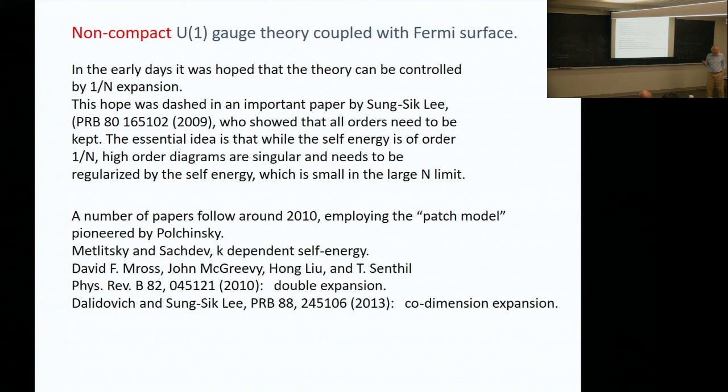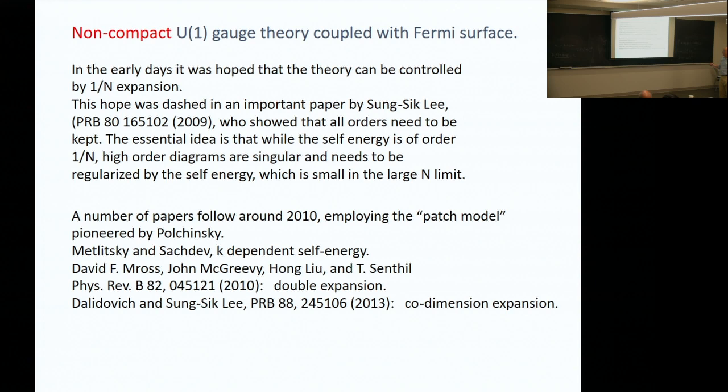The essential idea is that the self-energy correction is indeed of order 1 over n. But there are higher-order diagrams that are singular, and you need to cut them off to regularize them with the self-energy, which is 1 over n. But now 1 over n is in the denominator, so it becomes large. So therefore, there's no 1 over n expansion. Excuse me, do you mean the expansion is like 1 over n times 1 over omega, so for low omega they actually diverge? Yeah. Usually when you encounter that, you can cut it off by the self-energy. But then it becomes 1 over n divided by 1 over n. It's 1. So that's what comes back.